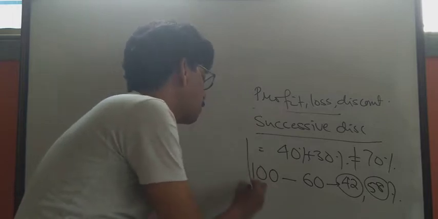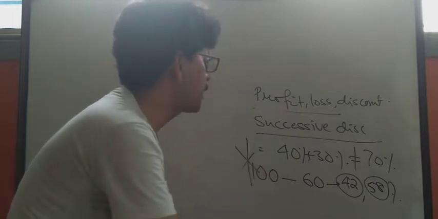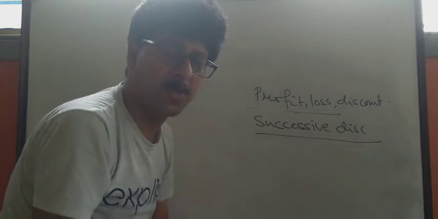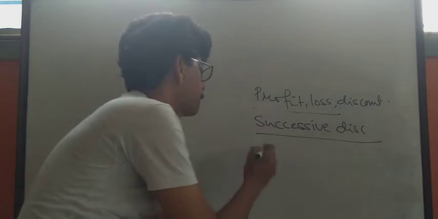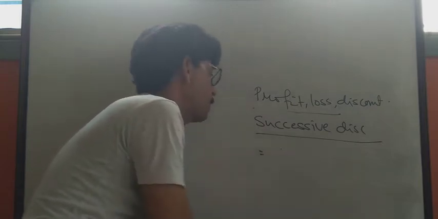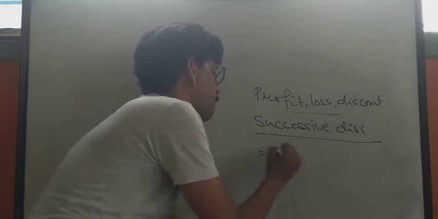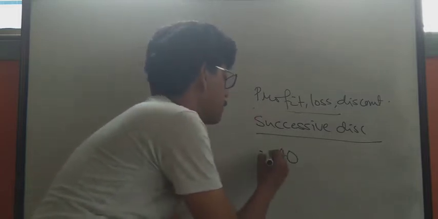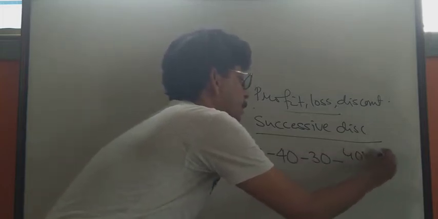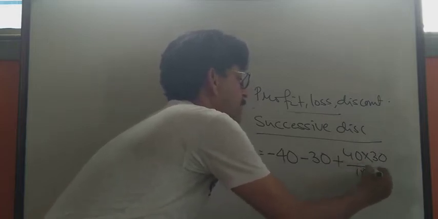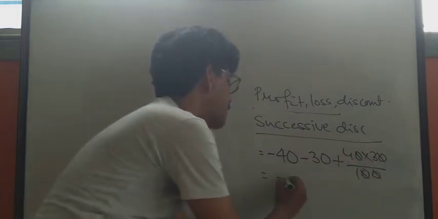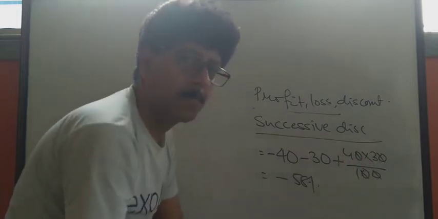But again, we are not going to calculate this way. Calculation again is very simple. Because now we have two successive discounts, there is a multiplicative effect. What is that? Say the first value is 40. Discount means minus. So minus 40, minus 30, minus times minus is plus, divided by 100. And this becomes minus 70 plus 12, minus 58%. Done.